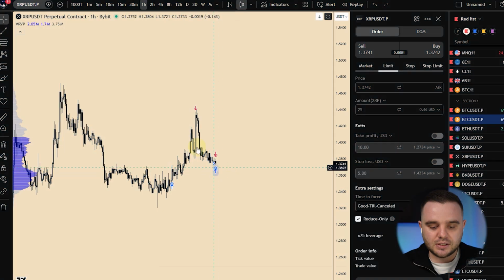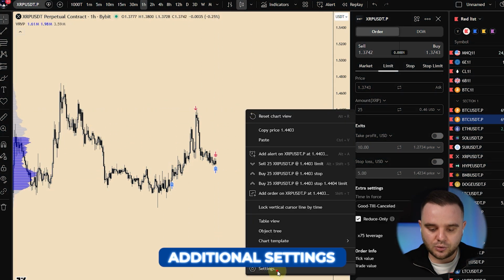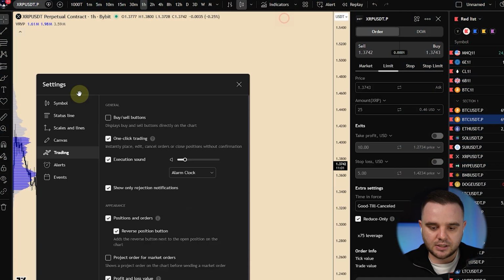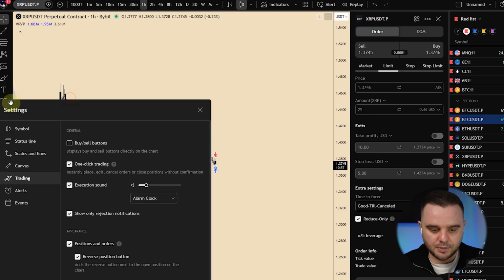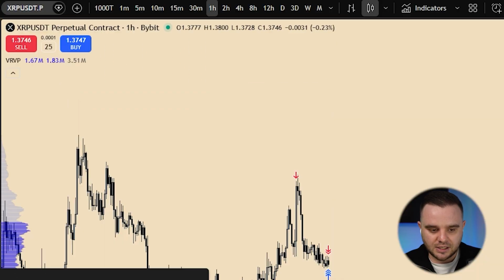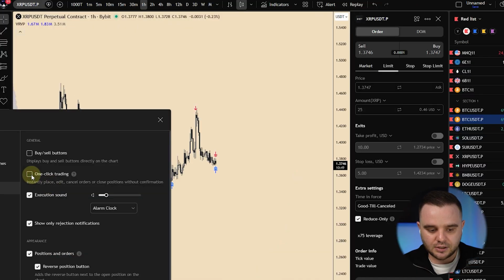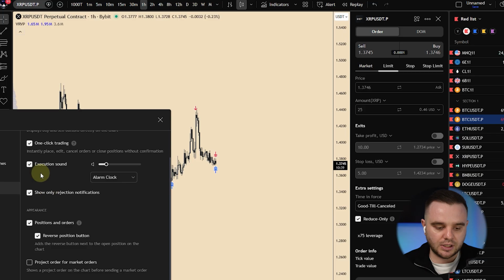Additional settings, it is of course when you go to settings, there would be trading settings which you should also set up. First, there are the buy sell buttons settings, as you can see here, buy sell buttons, one click trading. Honestly, if you're an advanced person, I advise you to use it because sometimes it takes time to execute a trade and it's better to do it really fast.